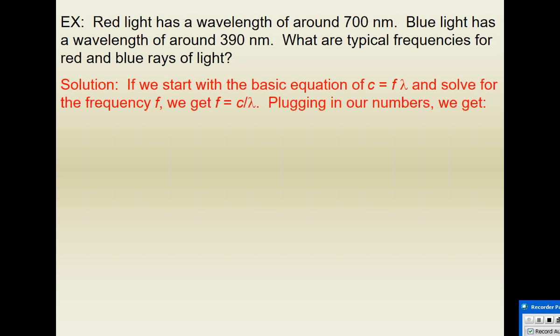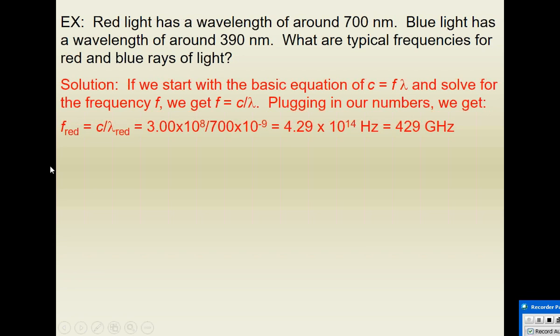We have our equation, c equals f lambda. We are solving for frequency: frequency equals c over lambda. Let's plug in the numbers, but we have to plug in standard units. The standard unit for wavelength is the meter. Nano means times 10 to the negative 9. So let's take this into consideration. We get that the frequency for red light is c over the red wavelength: 3 times 10 to the 8 divided by 700 times 10 to the negative 9.